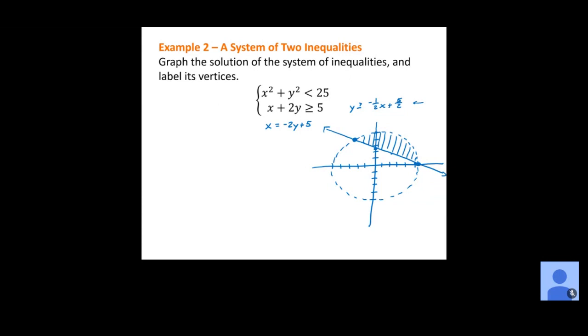Now I'm going to substitute that into my top equation. So we'll have negative 2y plus 5 squared plus y squared equals 25. And again, I'm just thinking of these as equations at this point to find those points of intersection. Now, if we square negative 2y plus 5, what are we going to get?